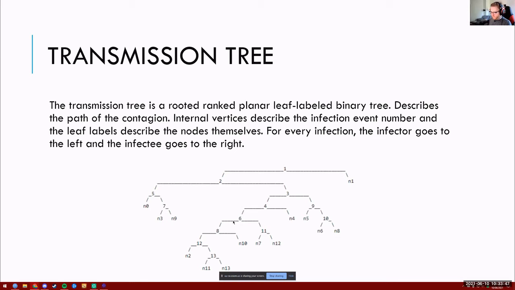Same with, say we want to find infection 6: all the way to the left of the left subtree, which is N2, and then all the way left of the right subtree, which is N7. And so the infection was from N2 to N7.